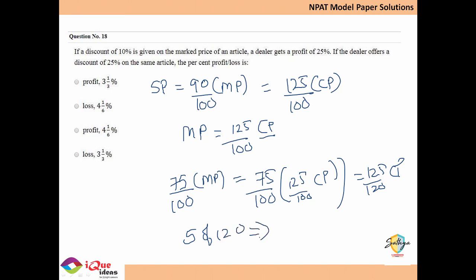So 5 is what percentage of 120? If you calculate, you get 4.16%. So definitely a profit. So a profit of 1 upon 6 percentage, because 0.16 is nothing but 1 divided by 6. Moving on, a relatively easy problem, the 18th one.